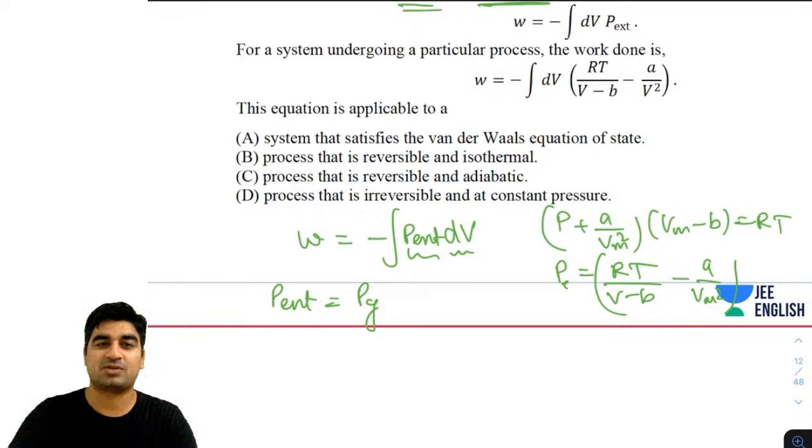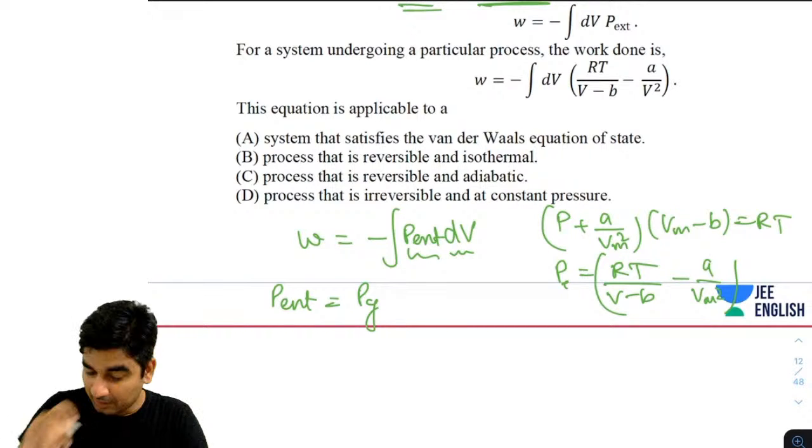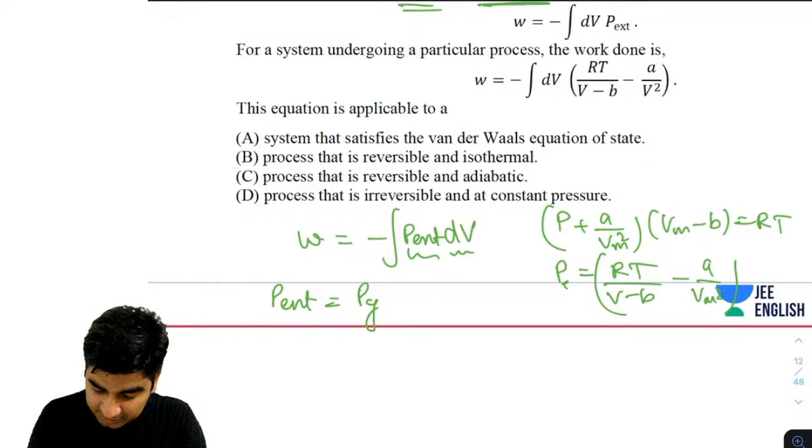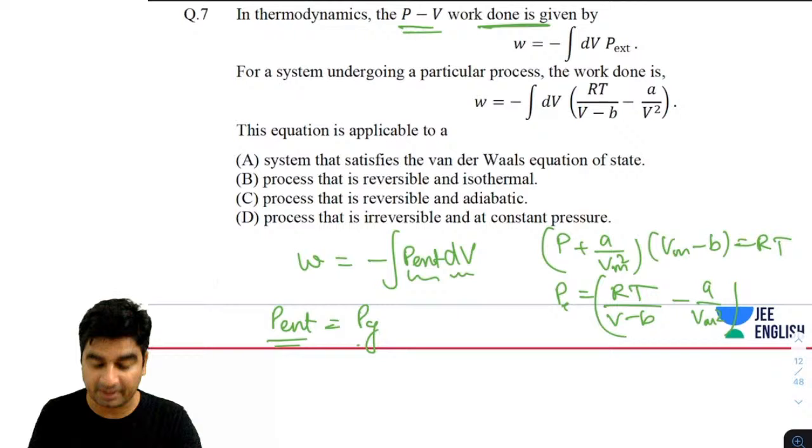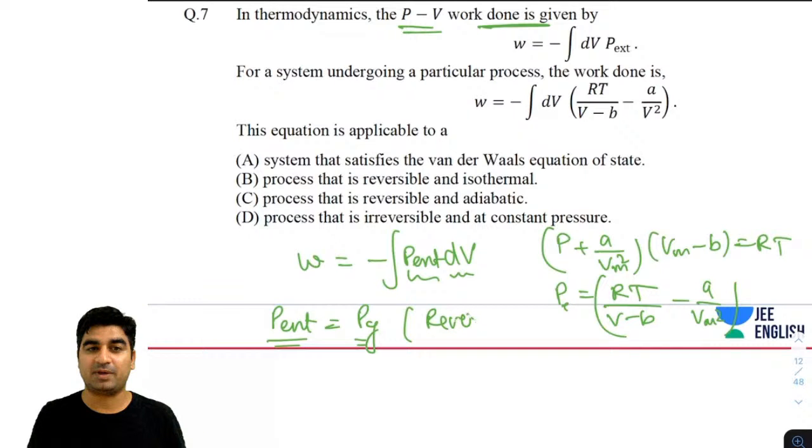So guys, I was discussing this point: when P external is for a reversible process, I can say P external will be equal to P gas. P external will be equal to P gas, guys.